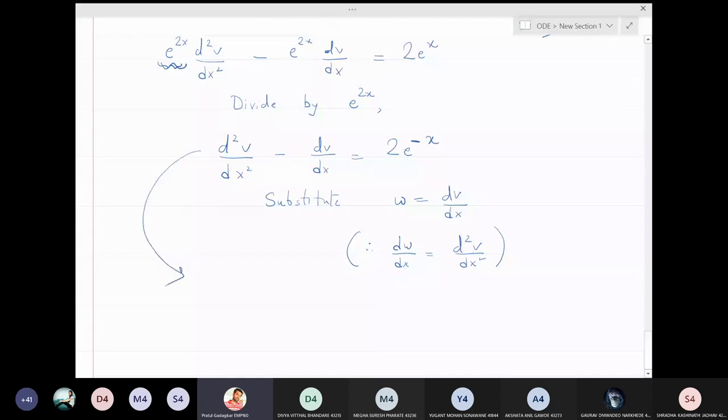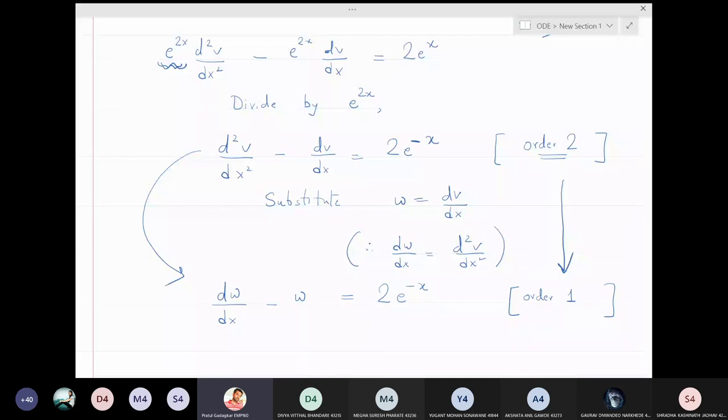But when I do this, what will happen? I will get dw by dx minus dv by dx, and dv by dx is w, is equal to 2 e raised to minus x. Now what is the order of this differential equation? The order of this differential equation has become 1. So the order has reduced from 2 to 1. And that is the reason this method is called reduction of order.